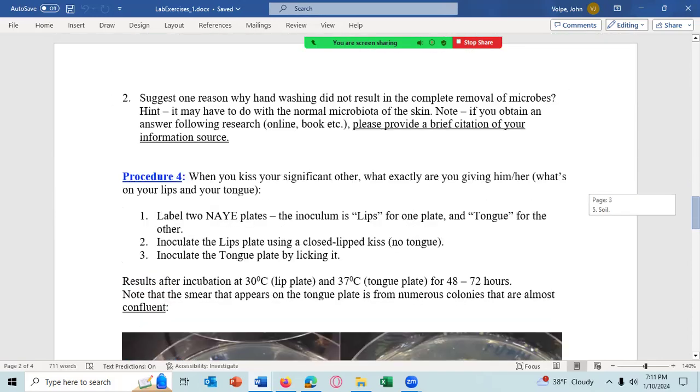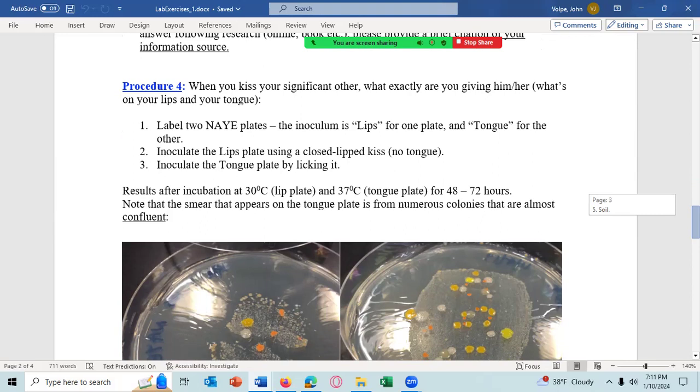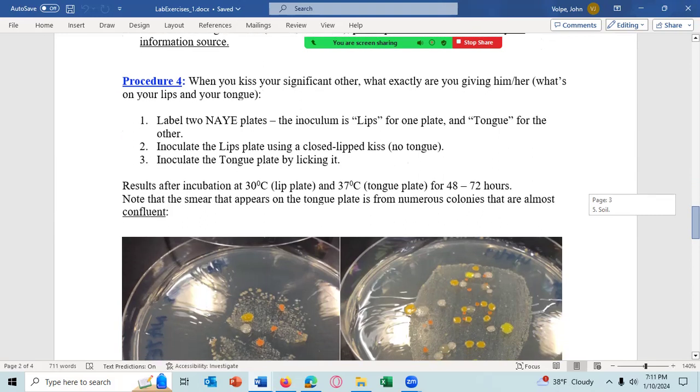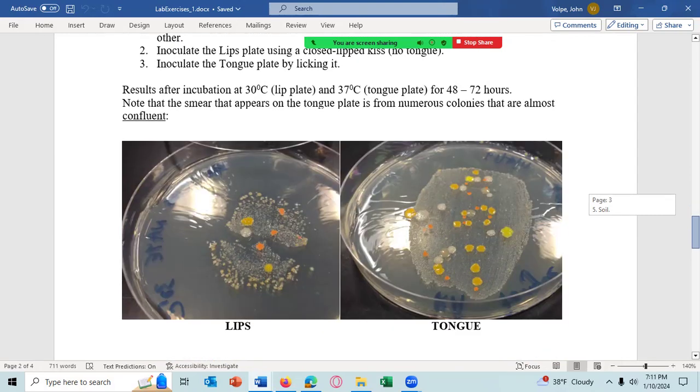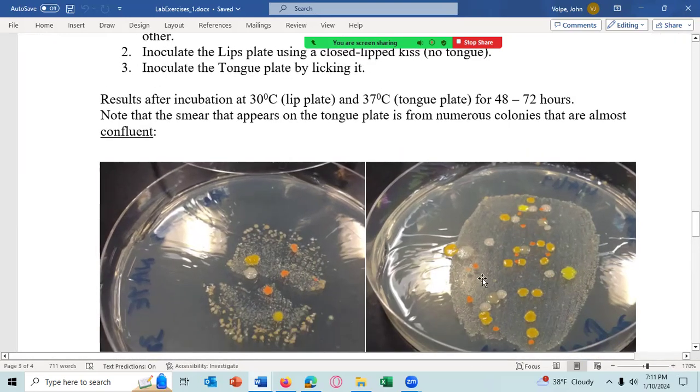Procedure 4, when you kiss your significant other, what exactly are you giving him or her? What's on your lips and what is on your tongue? Here's the picture of your lips. Somebody touched their lips to the plate, and then somebody touched the tongue to the plate. Please note that I put a note there for why this tongue looks like it is a smear right there. It's actually growth right there.